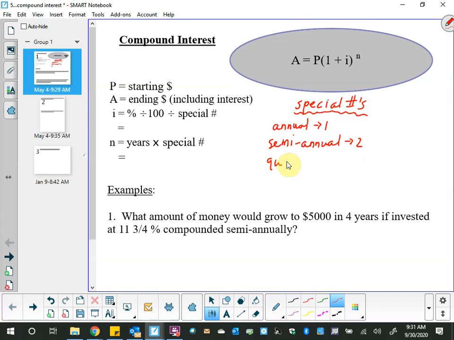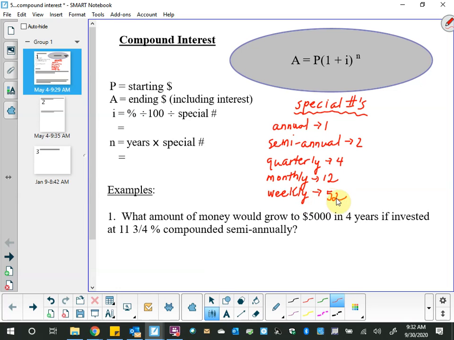Another word you might see repeatedly is the word quarterly, and quarterly means 4 times a year. Another popular one is monthly, and that's 12 times a year. And a final one that I can think of off the top of my head, but maybe not the actual final one, is weekly, and bankers use 52 weeks in a year.